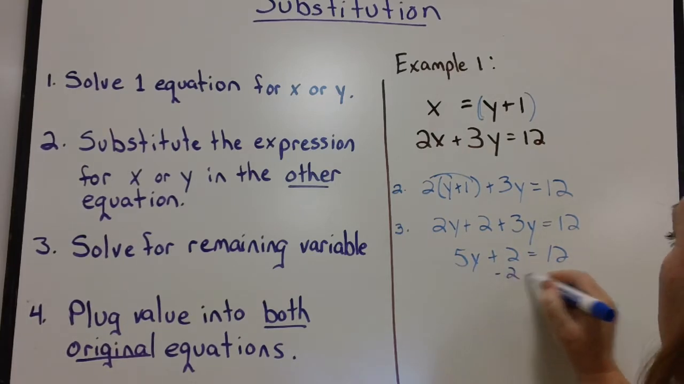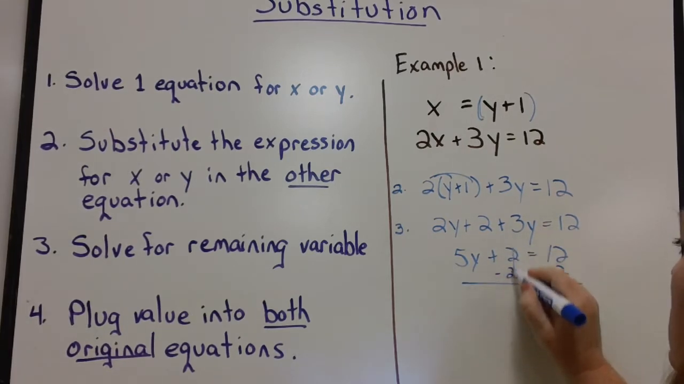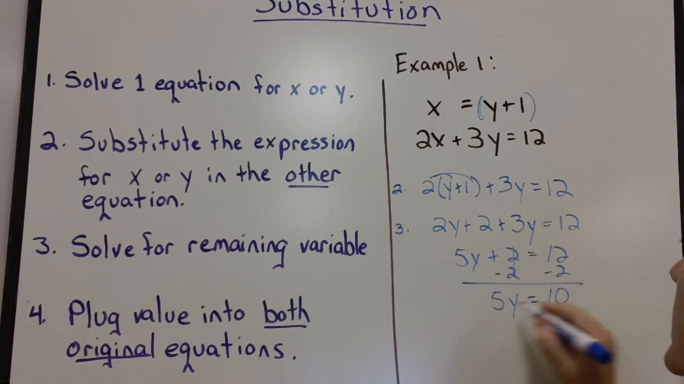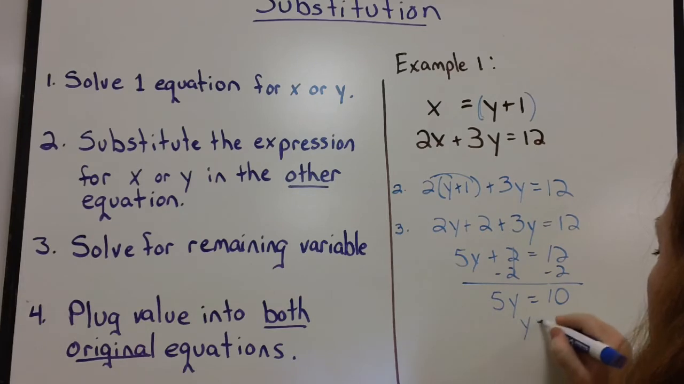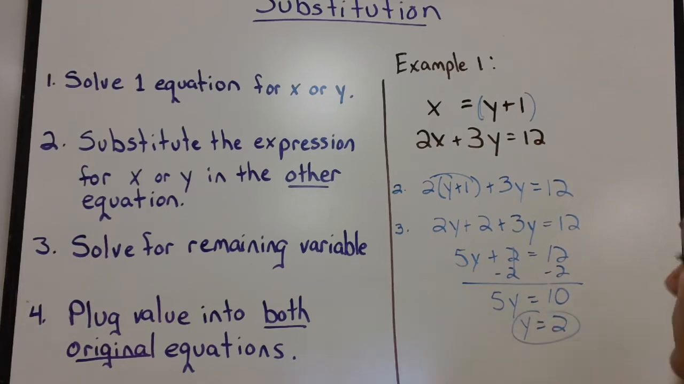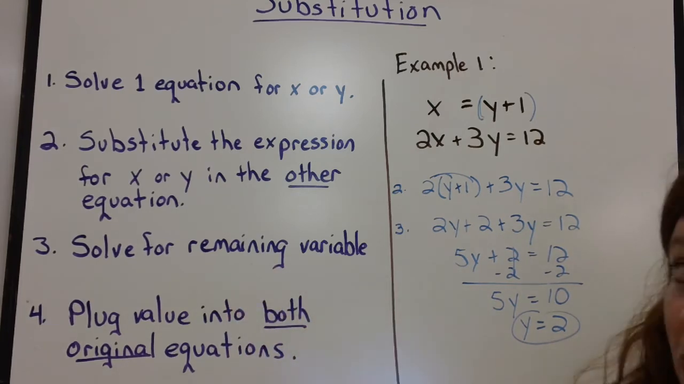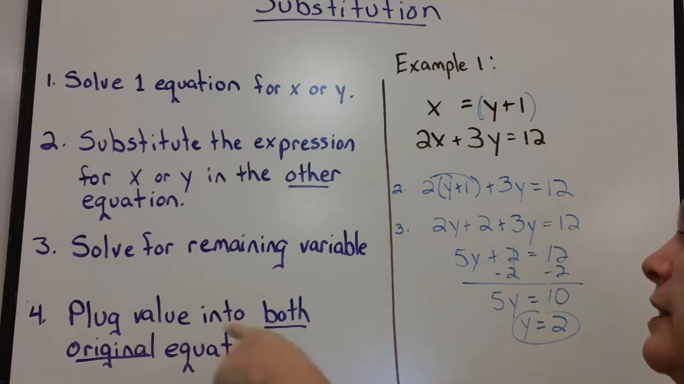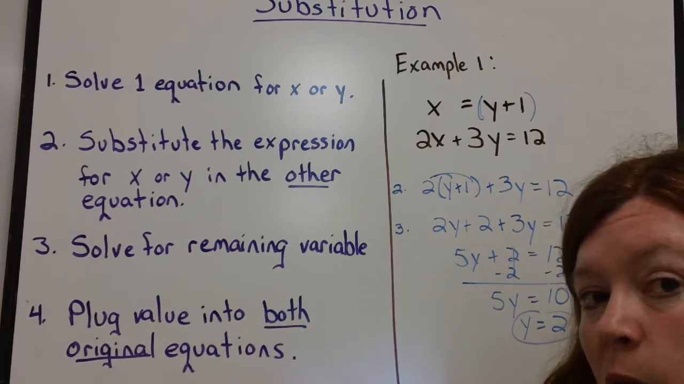Subtract 2 from both sides. 5y is equal to 10. Divide by 5, y is 2. So I did step 3. I solved for the remaining variable. Step 4, I'm going to run out of room, so I'll try to find some extra room over here. Plug the value into both original equations.